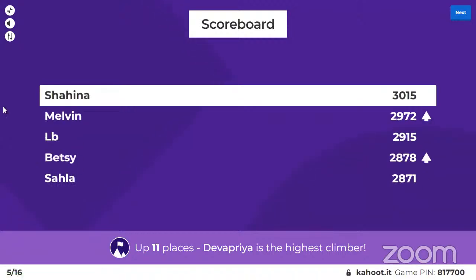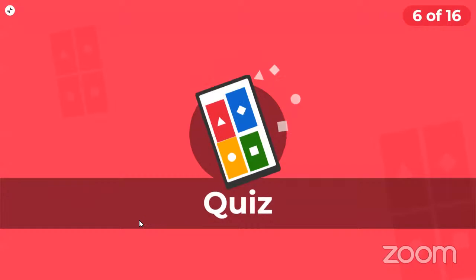Again, we have a new topper. Shahina is the new topper here with 3015 points. Second, we have Melvin. Third, we have LB. Fourth, we have Betsy. And fifth, we have Sahla. New climber here. Devaprey is the new climber here, climbing up 11 places in the scoreboard. So moving on to the sixth question.